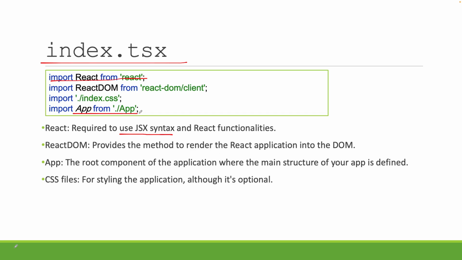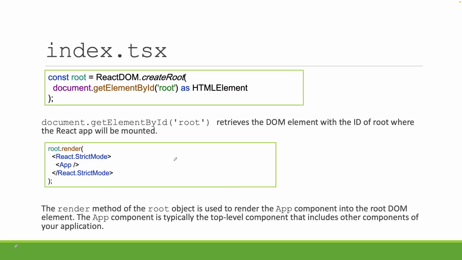App. This app is our root component of the application, where the main structure of your app is defined. This is imported from this app.tsx file, okay? It's a function. And the CSS file, we already deleted it. It's for styling, and it's optional. And inside index.tsx, you will have root and ReactDOM.createRoot. And here, this is the only line you will see which uses DOM APIs, like document.getElementById. That's why inside our index.html, the ID name is called root, because here we use root, which is div id equals root.